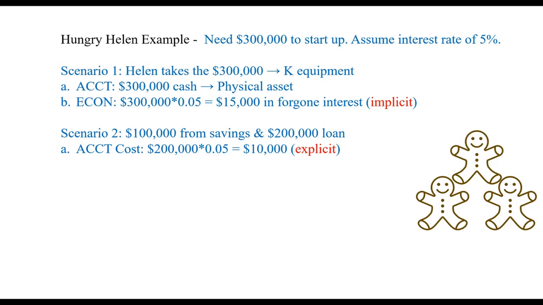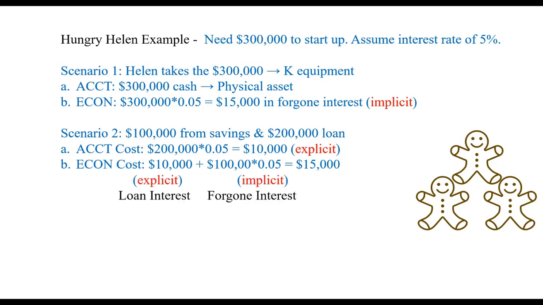For the economist, the cost has not changed. It's still $15,000. There's the $10,000 in loan interest, as noted by the accounting costs, but there's still an implicit cost. Hungry Helen is taking $100,000 from her savings, and she is foregoing 5% interest on that money. So $100,000 times 5% would give us $5,000. $10,000 in actual money paid out, plus $5,000 in money that is just foregone. The economic cost is the same. It's still $15,000.